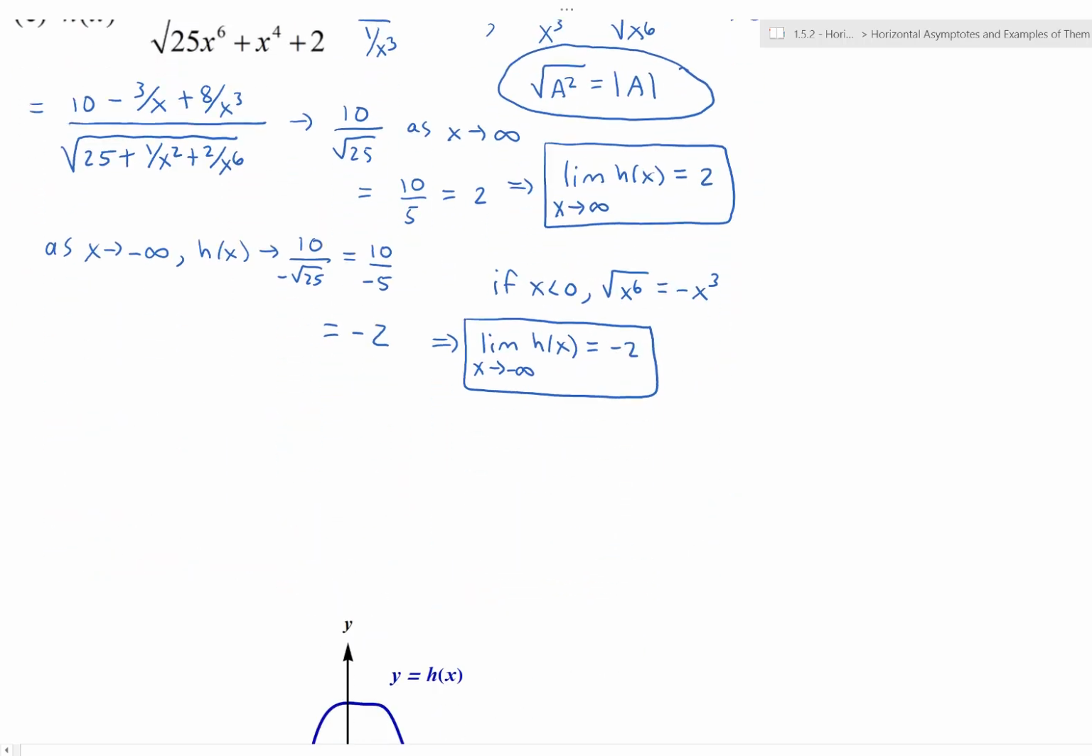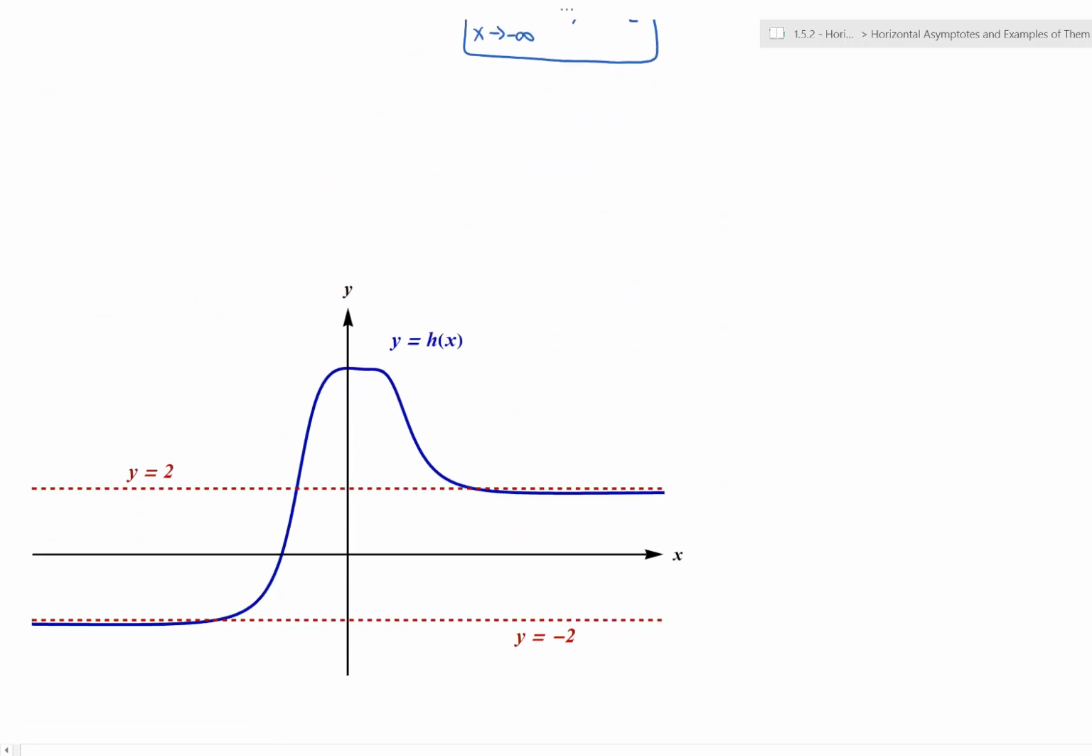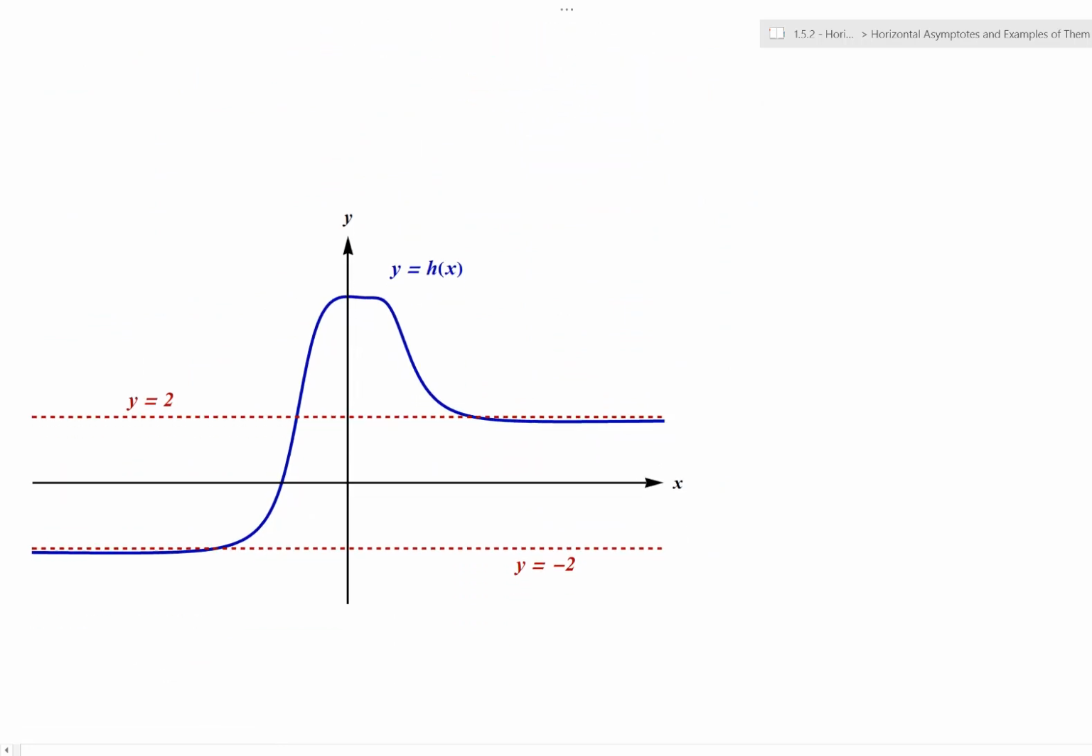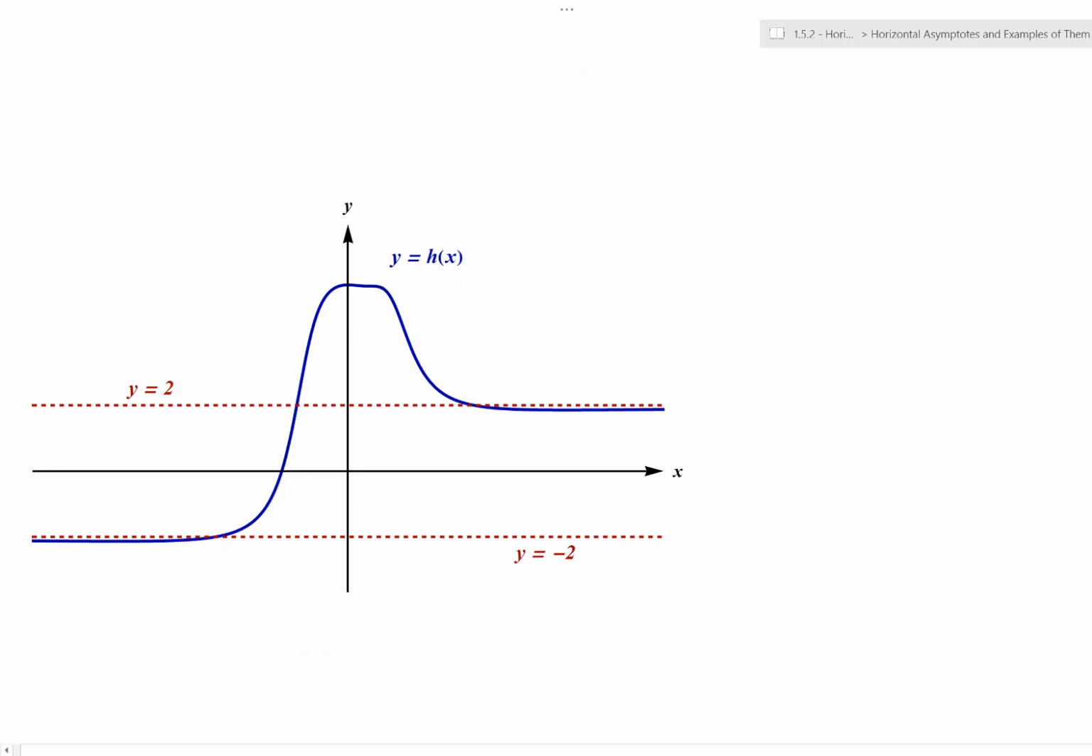And so, just to see the graph, as we just concluded, here's the graph of the function h of x that we were just investigating. As we can see, as x goes to infinity, the function approaches positive 2, and as x goes to negative infinity, the function approaches negative 2. For these reasons, both of these horizontal lines, y equals 2 and y equals negative 2, are horizontal asymptotes of the function h of x.